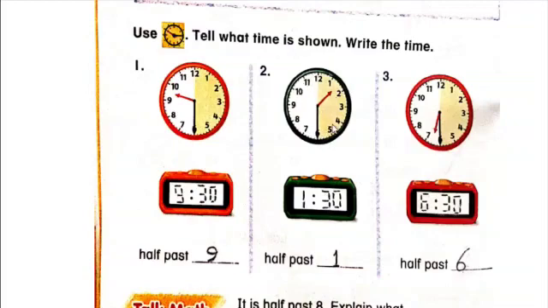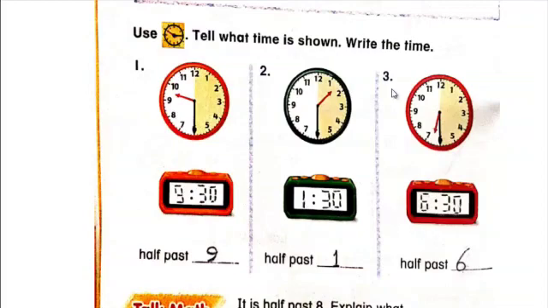So when you read the time on an analog clock, you will say half past 1. And when you read the time on a digital clock, you will start from the right side. 30 minutes past 1. Okay?